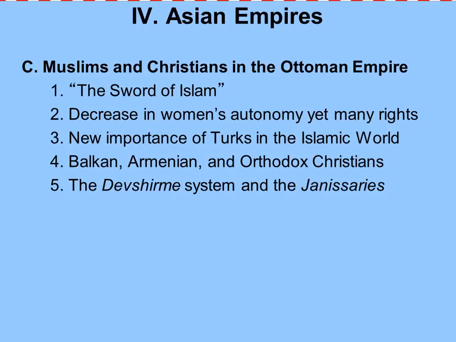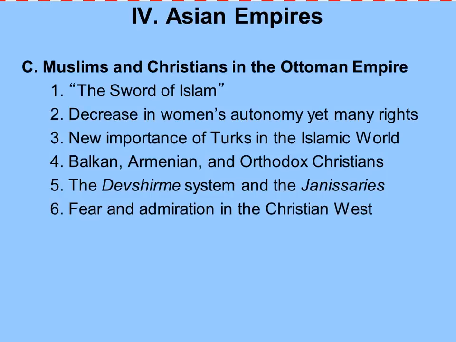The devshirme was a special tax on Balkan Christians whereby they had to turn over their firstborn sons to be converted to Islam and raised by the state. They would be educated to be administrators or trained to be janissaries, the elite fighting force. Thus, they could achieve high social status that might benefit their families. While the Ottomans were tolerant of Christians within their realm, they launched a series of wars on Christian Europe. While Europe feared the Great Turk, they also admired the power and culture of the empire.